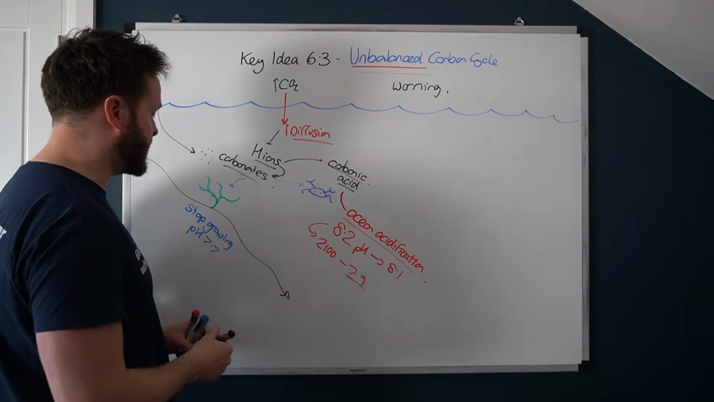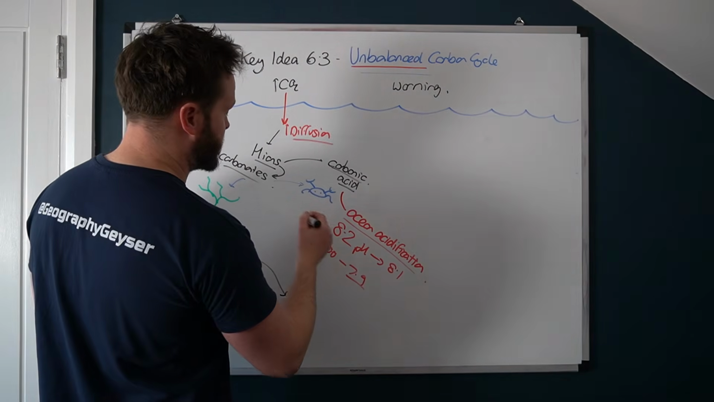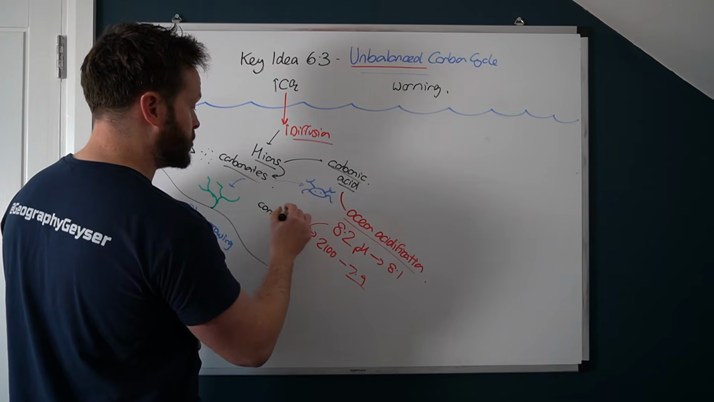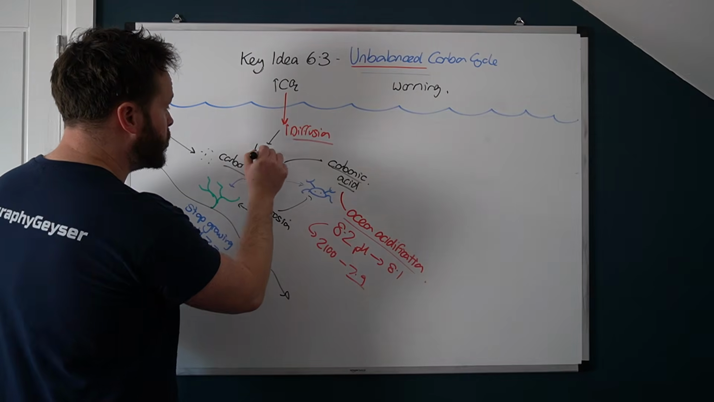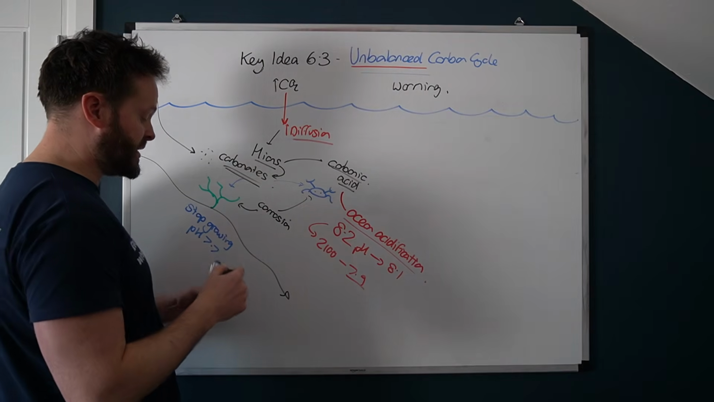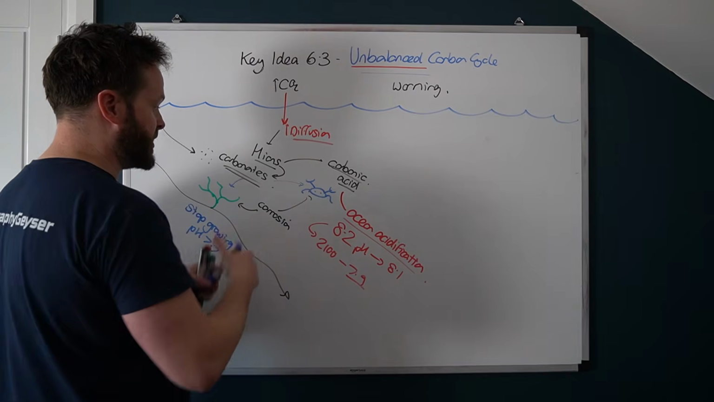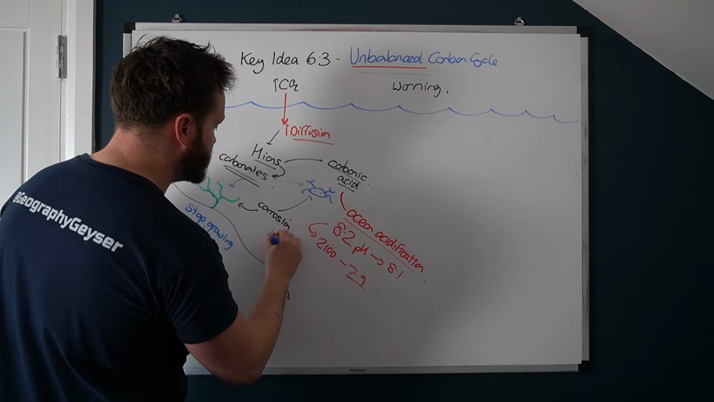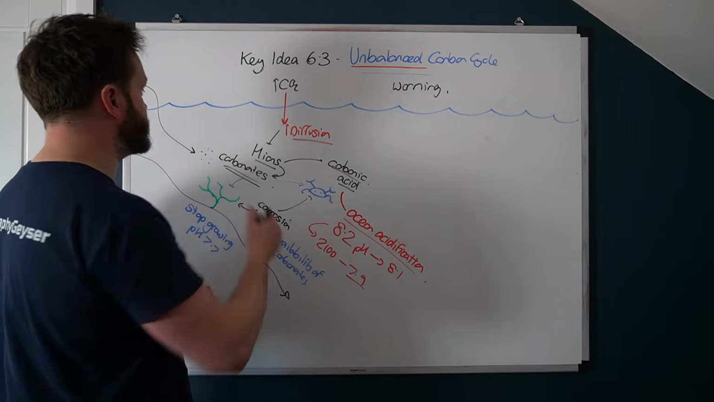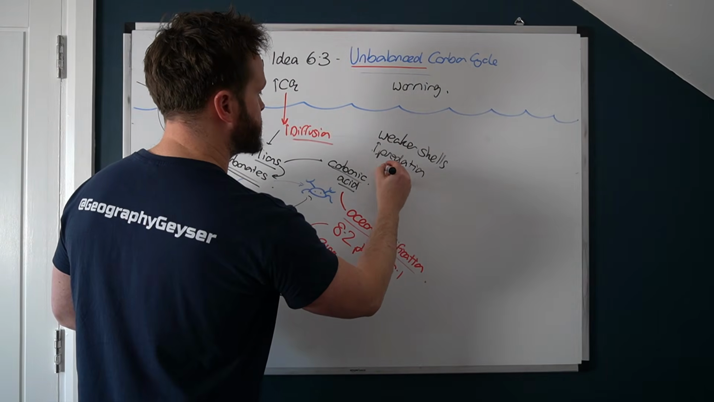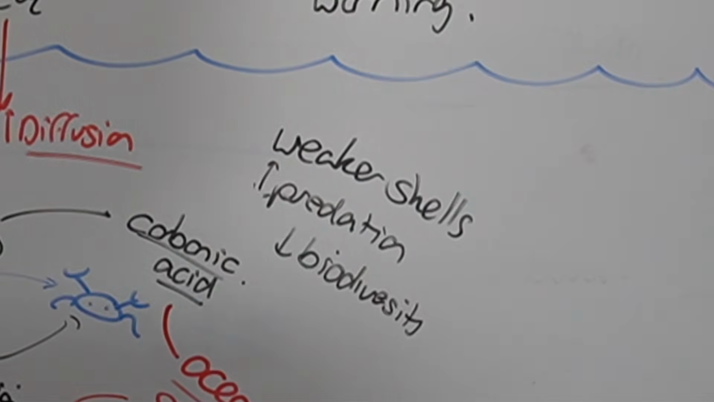That's bad. We'll come on to that. In addition to this, the increased acidification is also causing erosion of the shells, so that protection mechanism. In addition to that, with more hydrogen ions taking the carbonates away from being used by these marine calcifiers, that decreases the availability of carbonates. So all in all, what's the effect of this? Well, weaker shells, increased predation, and decreased biodiversity in the marine store.